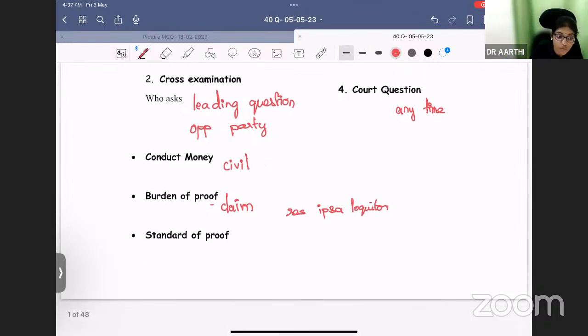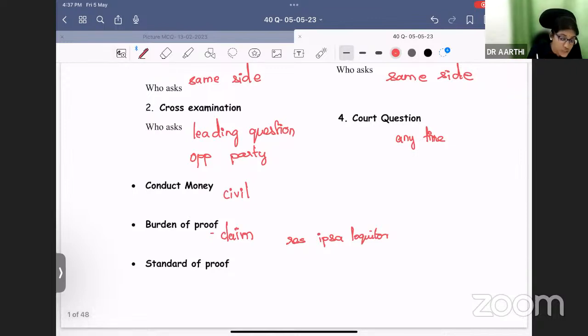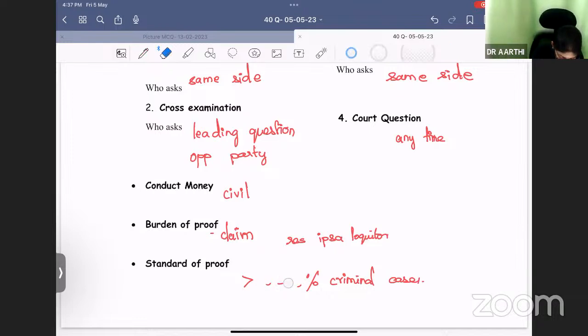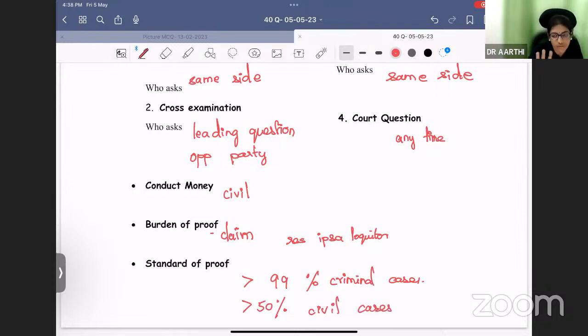Now the standard of proof is how good the proof should be. It should be more than 90%, or indeed they claim more than 95% for criminal cases. In your exams, you can even be given 99%. So it has to be absolutely certain to punish a person. Whereas it's more than 50% in case of civil cases. So in civil cases, even if there is more than 50% proof, they will go for a verdict.